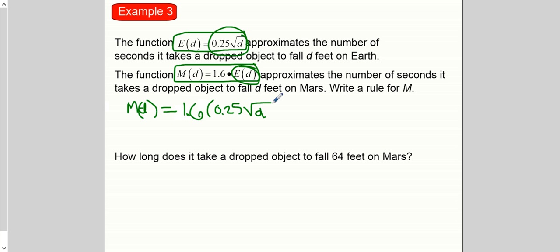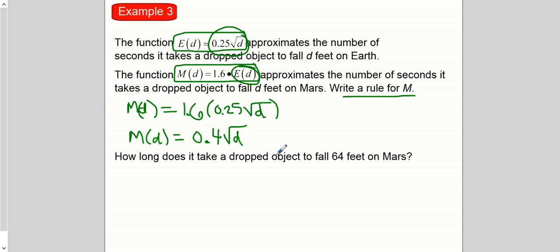You want to simplify this a little? Grab a calculator. 1.6 times 0.25 is 0.4 times the square root of d. So that is our rule for m.